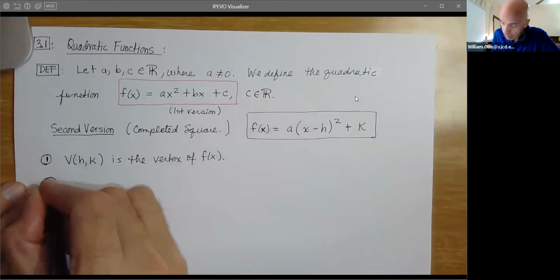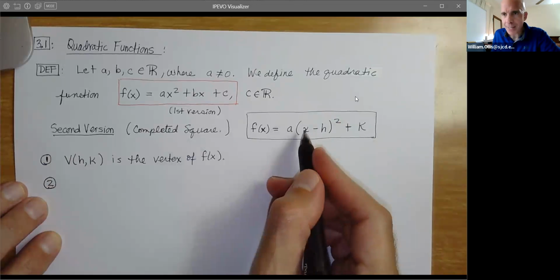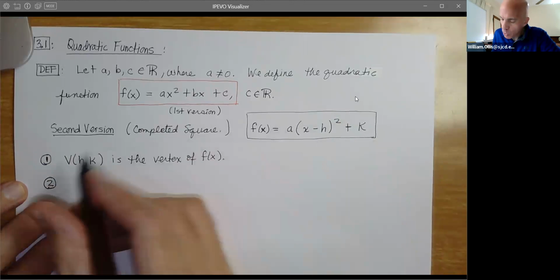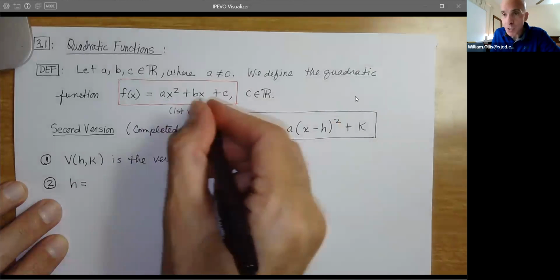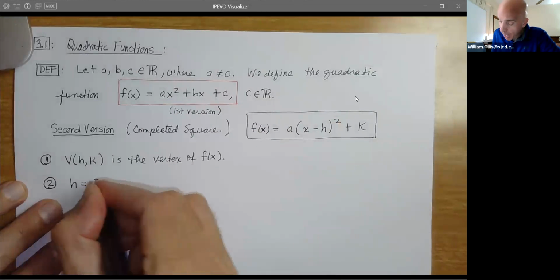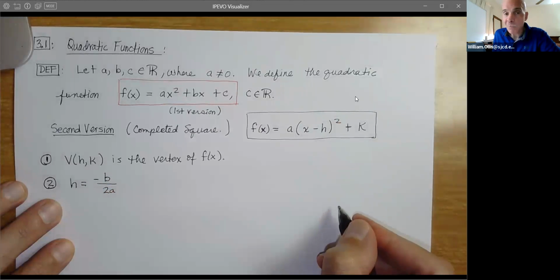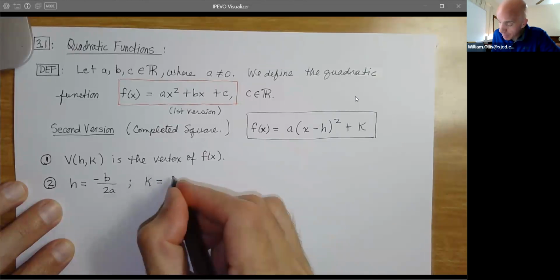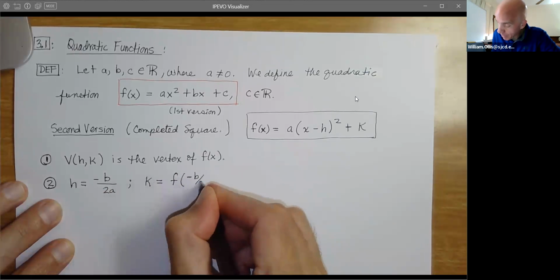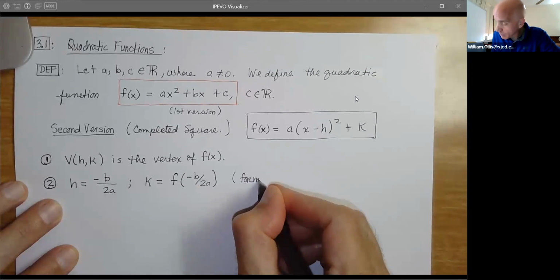Two, some students, and I don't use this as much because I like you to get practice with the completing the square technique, can also write h in terms of the a and b here from the standard form. This will be the opposite of b divided by 2a, sort of like the quadratic formula. And then k would actually be the image of that under f, so f of minus b divided by 2a. So these are formula alternatives.